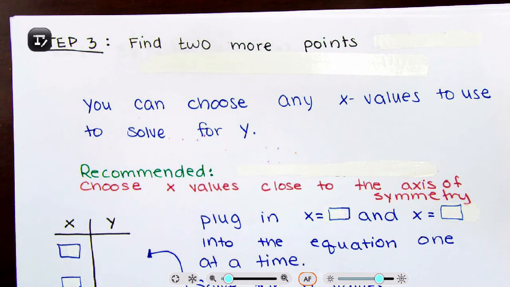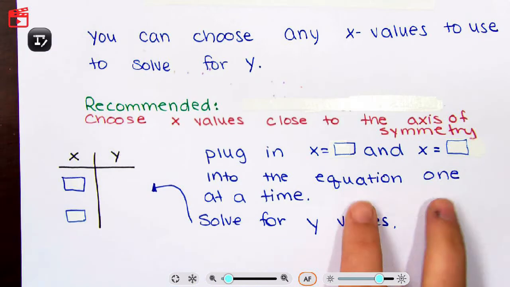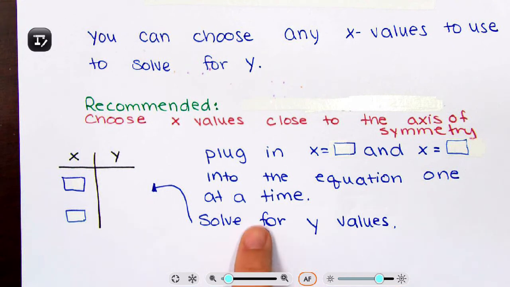So for example, if my axis of symmetry x value was 2, I would choose 3 and 4. Or if my axis of symmetry was -5, I would choose -4 and -3. I would choose the numbers that are close to it. Take those numbers, whatever numbers you choose, and plug them into the original equation, one at a time, and then solve for y. Basically, for this step, you're just plugging and chugging. Take a number, put it in the equation, get your output. That's what you're going to have.